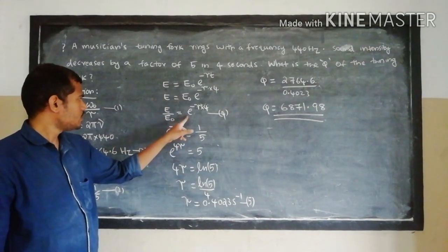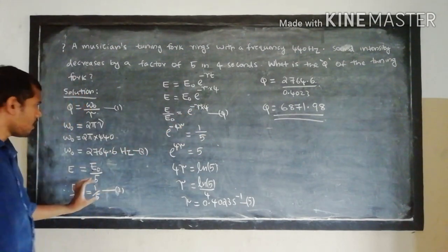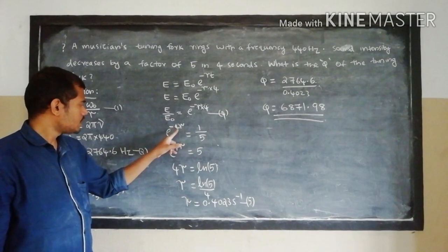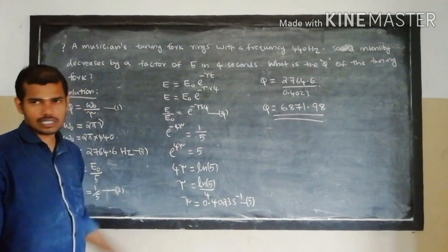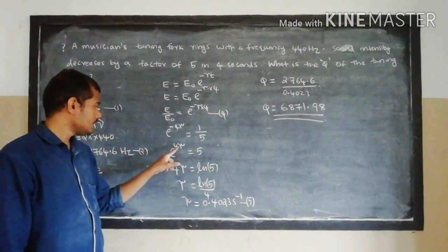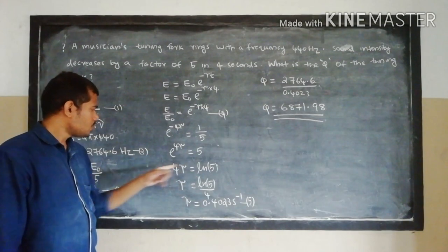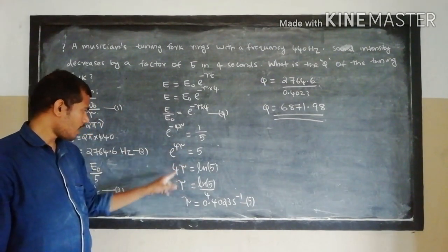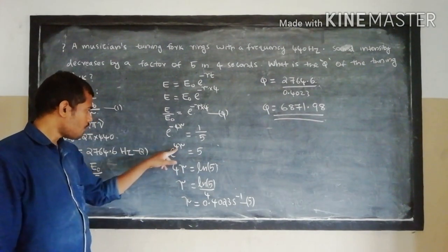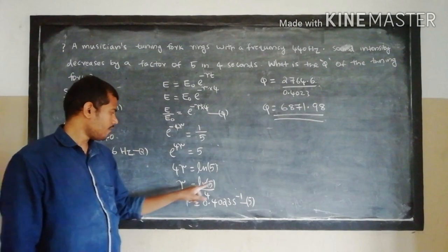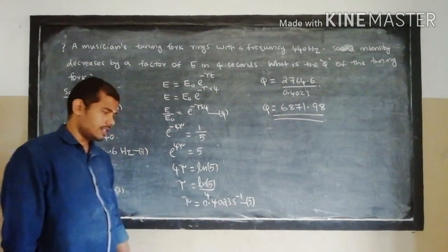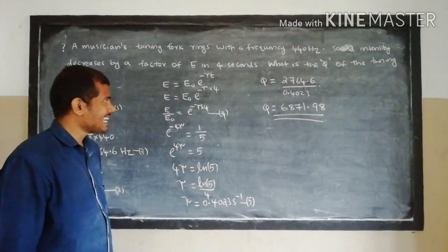Therefore, we can write e raised to minus 4 gamma is equal to 1 by 5. Taking reciprocals on both sides, e raised to 4 gamma is equal to 5. Taking the logarithm on both sides, ln e raised to 4 gamma, that is 4 gamma, is equal to ln 5. Therefore, gamma is equal to ln 5 by 4. That is, gamma is equal to 0.4023 second inverse. That is the damping constant here.